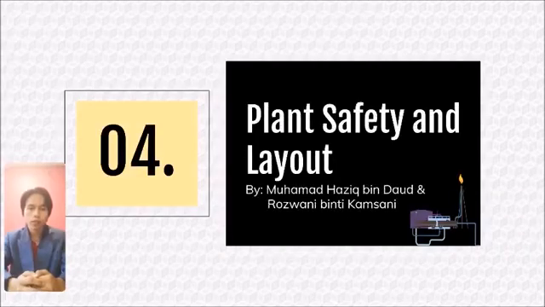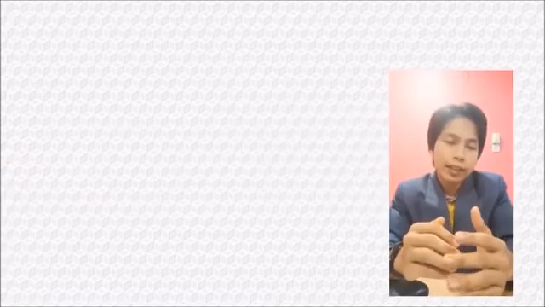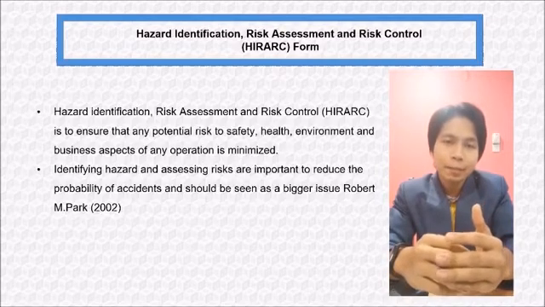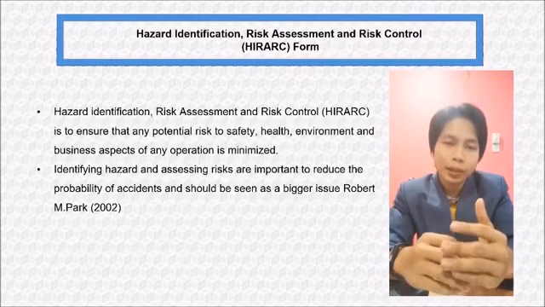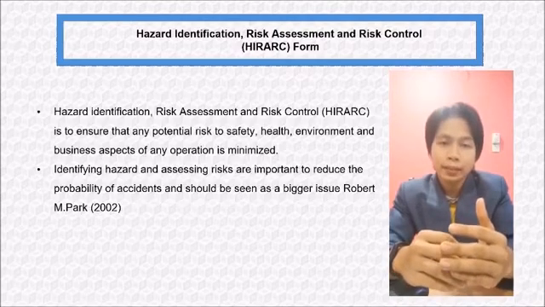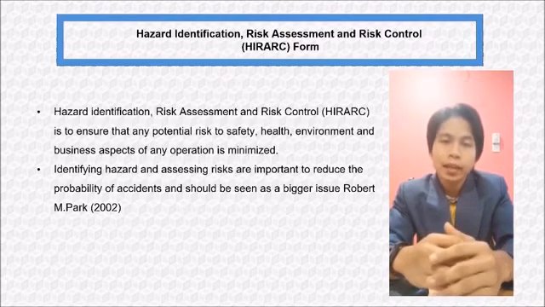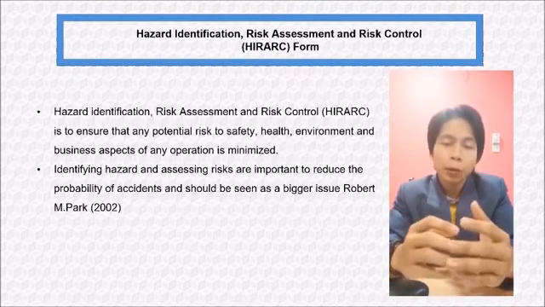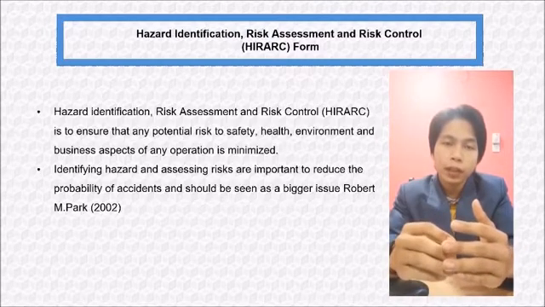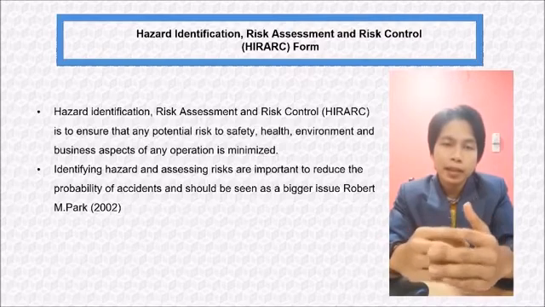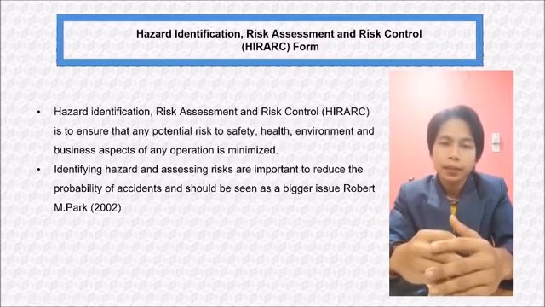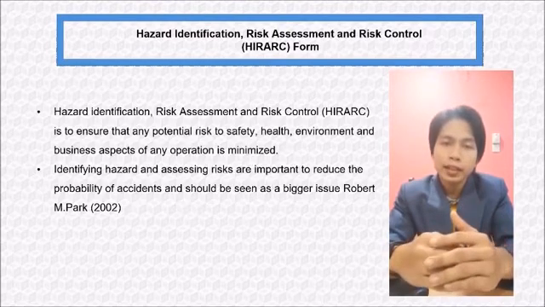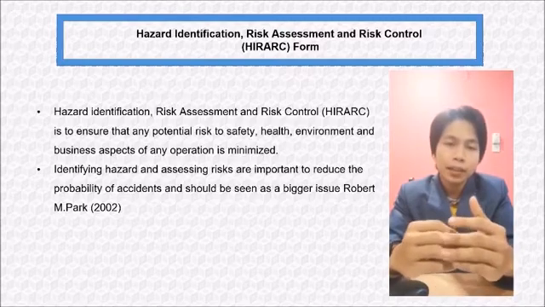Okay, now we will proceed to the plant safety and layout. Safety is very important in all working sectors, especially in the chemical industry, since it deals with high temperature and high pressure, and it needs to be monitored regularly to ensure the safety of the process. Hazard identification, risk assessment and risk control hierarchy are important to ensure that any potential risk to the safety, health, environment and business aspects of any operation is minimized. Identifying hazards and assessing risk are important to reduce the probability of accidents, and it should be seen as a bigger issue.